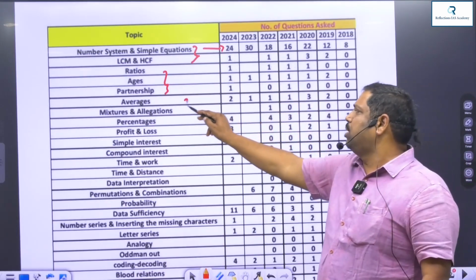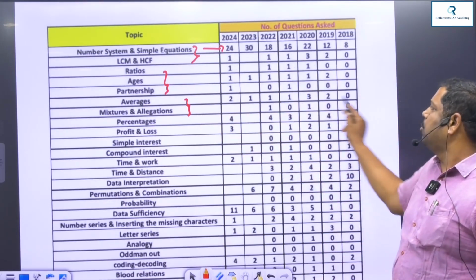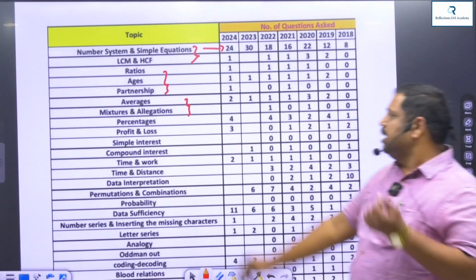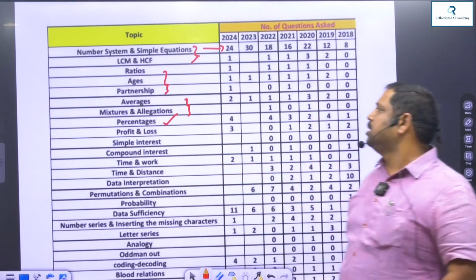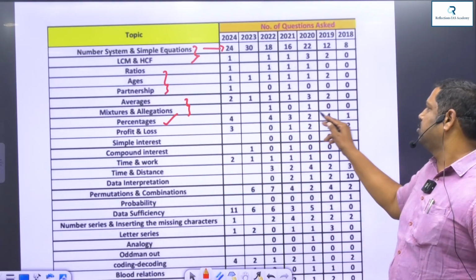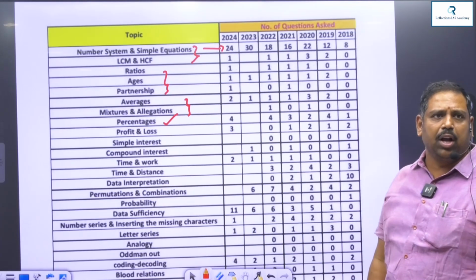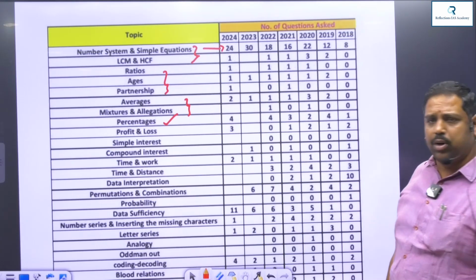Averages and mixtures, these two, one module you can take. Almost every year you are getting averages questions, mixture and alligation very rarely. Okay, the next important topic for you is percentages. 4 questions, 3 questions, 2 questions, 4 questions, etc. Means weightage is a little bit high, right? Percentages is another topic that we have to focus a lot.